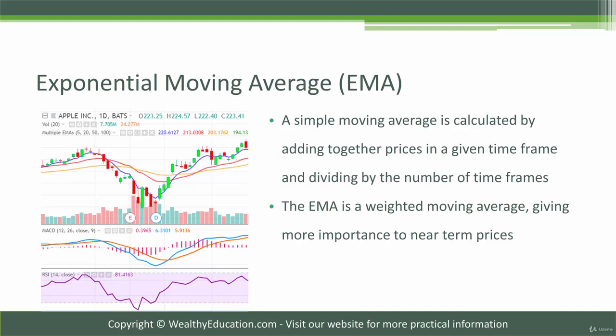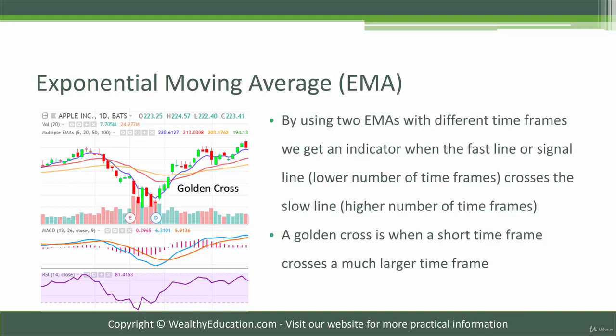As we'll see in the chart in just a second, an exponential moving average by itself isn't extremely helpful in predicting price moves, as by the time the moving average is changing direction, the stock has already moved in that direction. But a two-line exponential moving average can help us know before it's clear on the chart whether a stock that's trending is slowing in that trend and may be about to change direction. When we use two EMAs with different time frames, we get an indicator when the fast line or the signal line, which is the lower number of time frames, crosses the slow line, which is the higher number of time frames. And we'll look at an example in a chart in just a second.